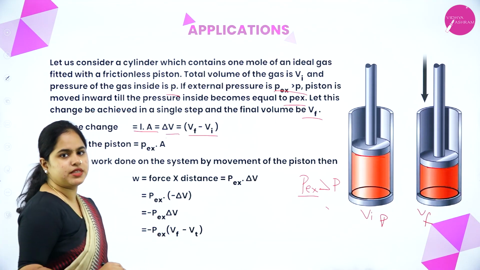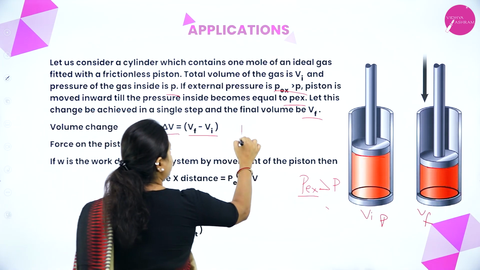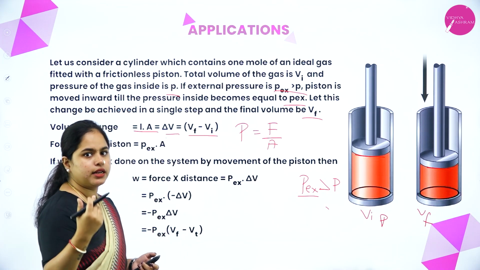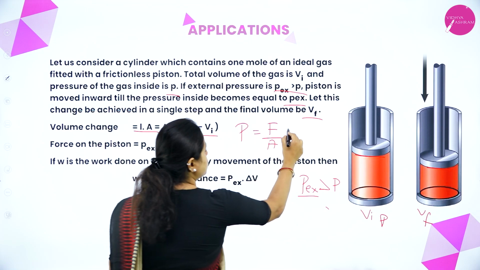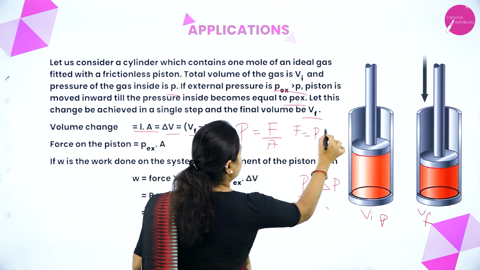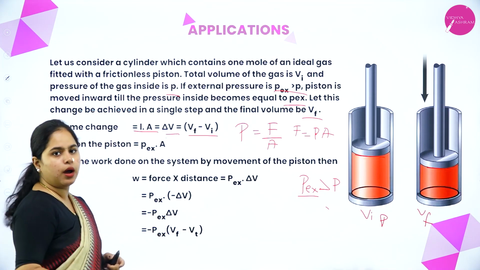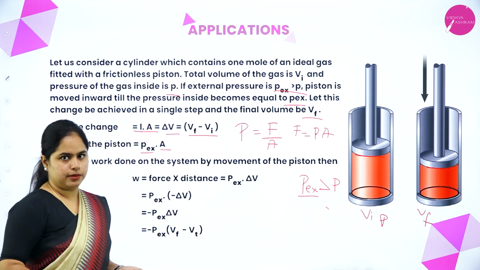Now the force on the piston. What is the equation for force, or what is the equation for pressure? Pressure is equal to force by area. Pressure is the force applied in a unit area, right? So how can I write in terms of force? It will be force is equal to pressure into area, right? So that is what is written here. So the force applied by the piston will be equal to P external into area.